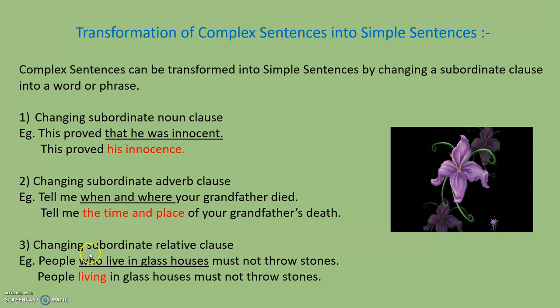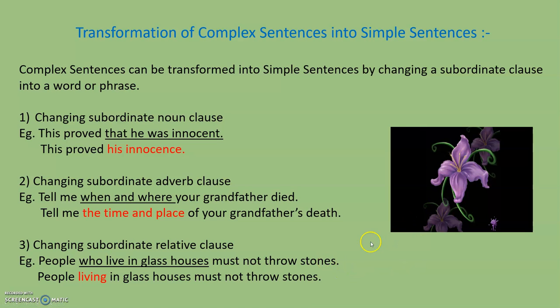Then changing a subordinate relative clause. Now when you have a relative clause, which is the relative clause here? Okay, "who live in glass houses." This is a relative clause because you have "who" there, right? So how do you change this now? You say, people living in glass houses must not throw stones. So you have put an "-ing" word there, a participle. People living in glass houses must not throw stones.